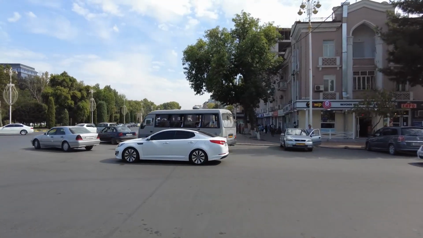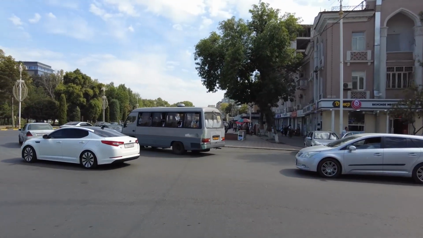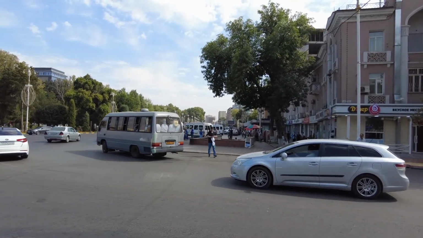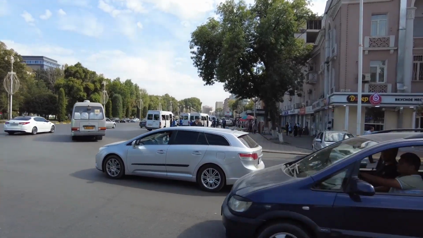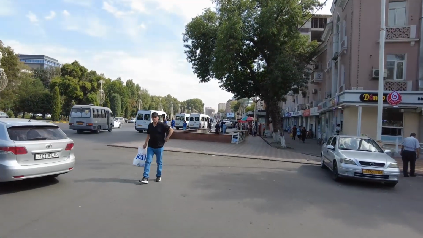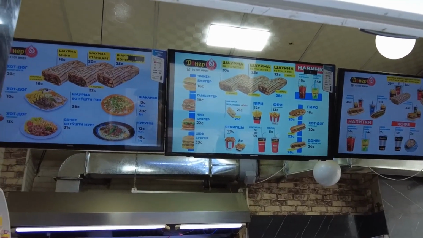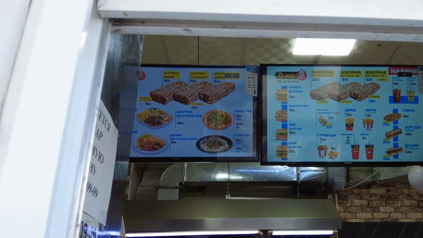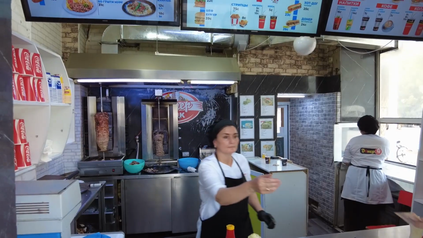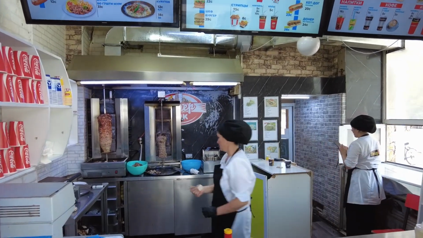I'm back here again, where the marshrutkas gather. Let's find a marshrutka to Arbob Palace. Hopefully there is one from here. By the way, I'm hungry. I missed my lunch, so let's try the doner here. So that's the price. I cannot read Russian or Tajik. Let's just ask for chicken. So for chicken, 20 somoni.